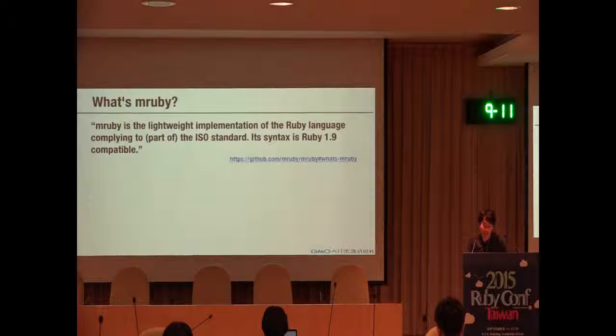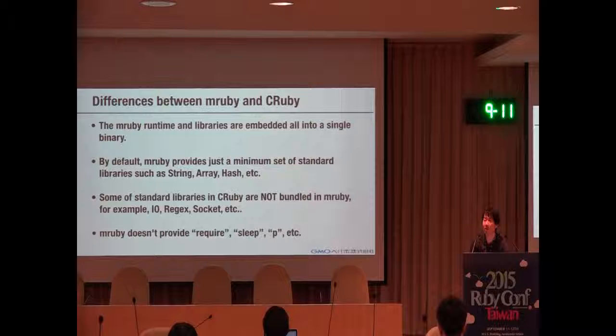What's mruby? mruby is a lightweight implementation of the Ruby language. Its syntax is compatible with Ruby 1.9. However, mruby has some differences compared to CRuby. I list them there. The important things: mruby is a single binary without native extensions and pure Ruby libraries. mruby doesn't provide the require method. This confuses many Rubyists, I think.